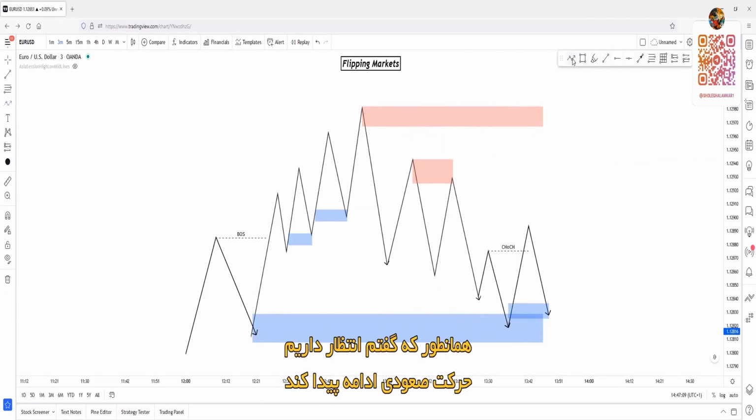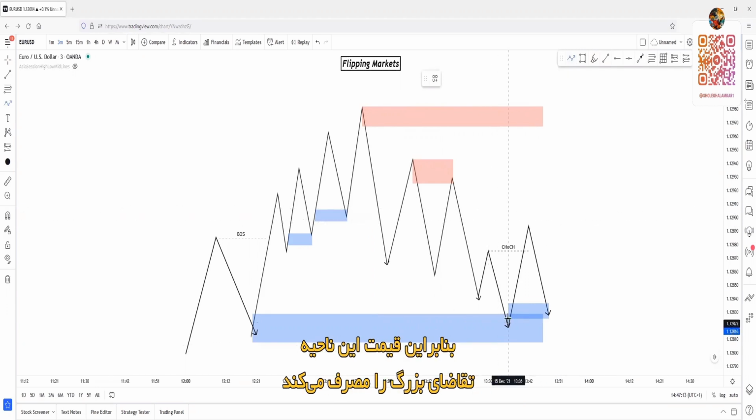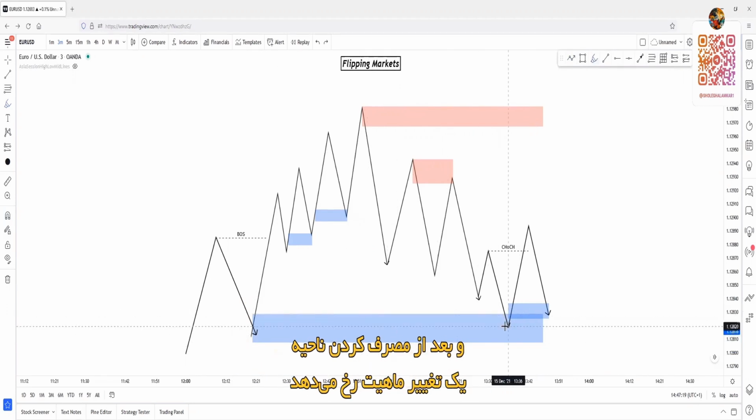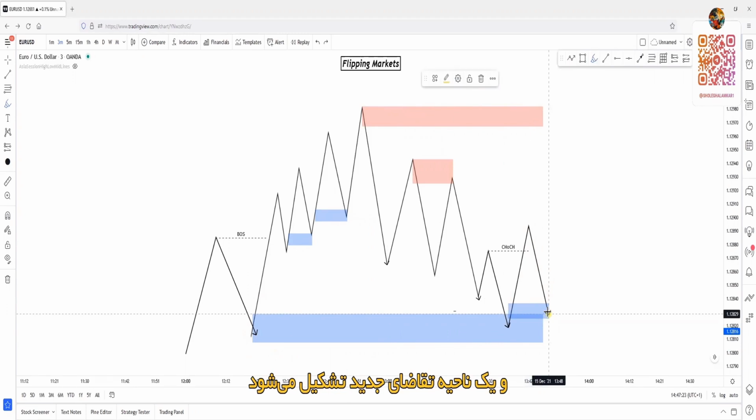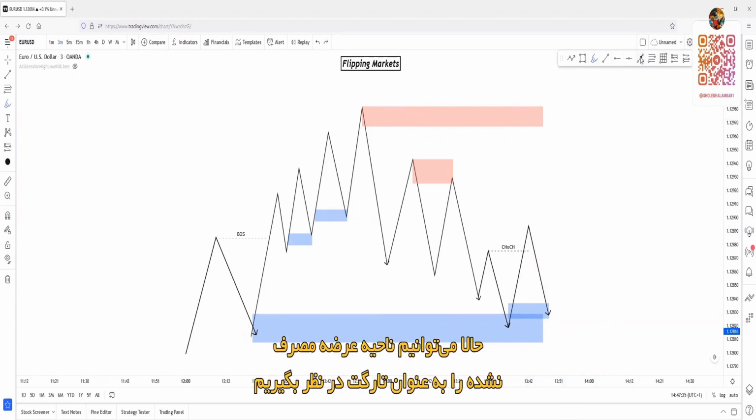So as I said, we are expecting the continuation of the bullish trend. So price mitigated this big demand zone. And after the mitigation, it created a change of character, with a reaction on the freshly created demand zone. And after this, we can use the unmitigated supply zone, so this one, as our target point.